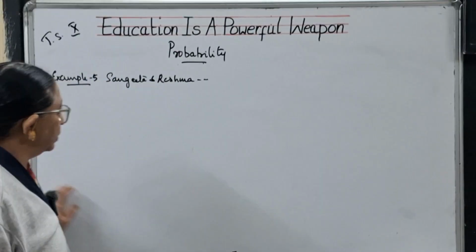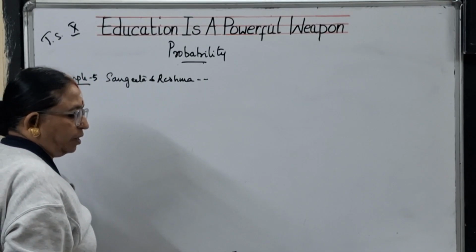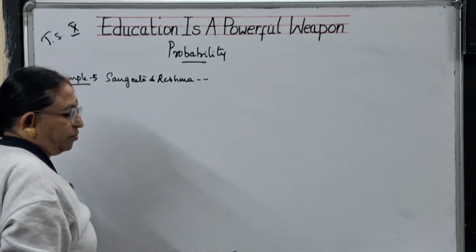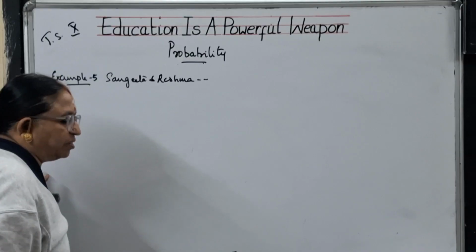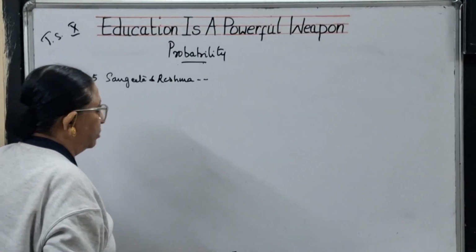Now example 5, children. Sangeeta and Reshma play a tennis match. It is known that the probability of Sangeeta winning the match is 0.62. What is the probability of Reshma winning the match?